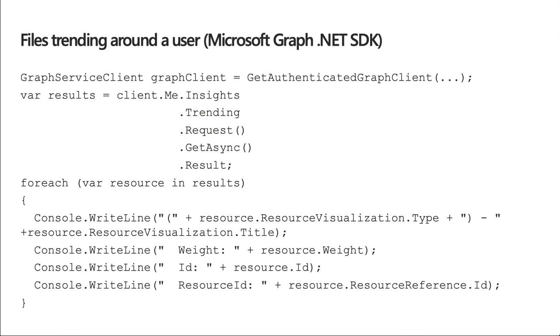You can also obtain the trending files around the currently signed in user with the Microsoft Graph .NET SDK, and this code shows you how to do that. As you see here, the only thing you're really doing is going to the me endpoint, .insights.trending. And then walking through each of the results that come back, I'm simply going to write out some information about the resource visualization, the weight, and the resource reference as well.